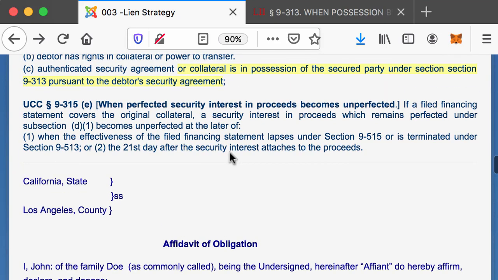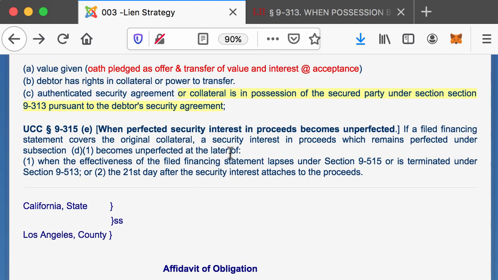then once that's perfected, if you don't file a financing statement within 21 days after their default, then the security interest to the bond and the proceeds does not attach. And I guess it's really not any good. So to me, it seems like once you perfect your claim, you have to file that financing statement within 21 days. And that's the key.